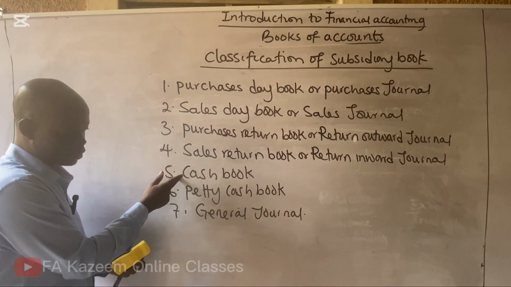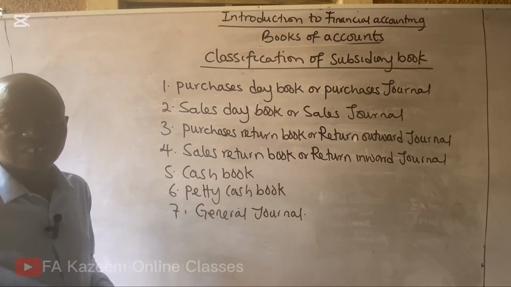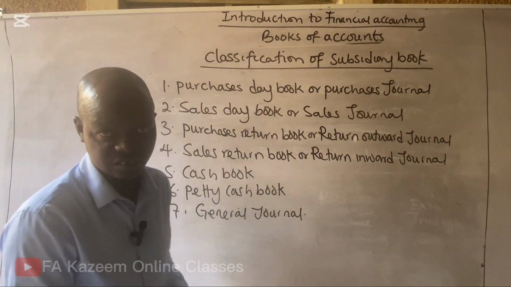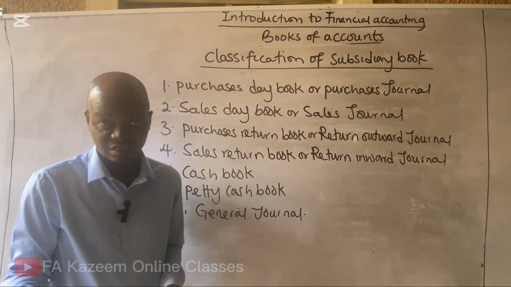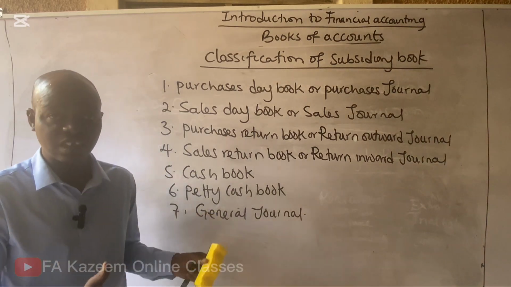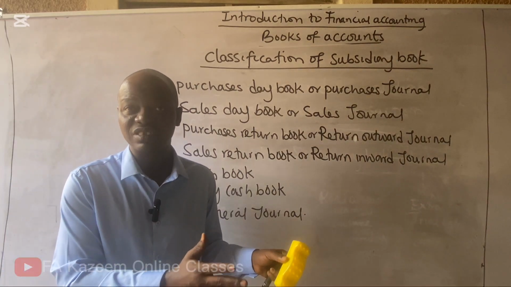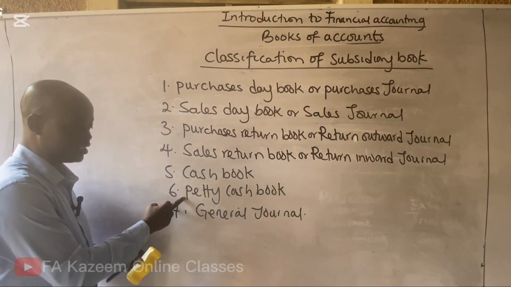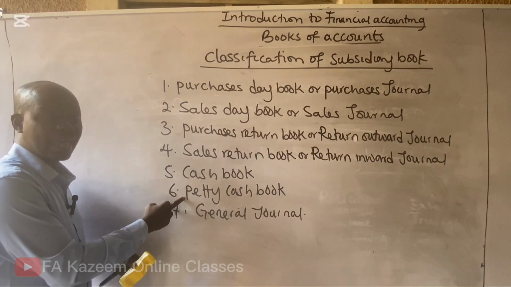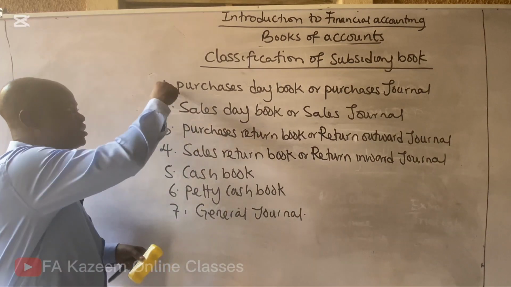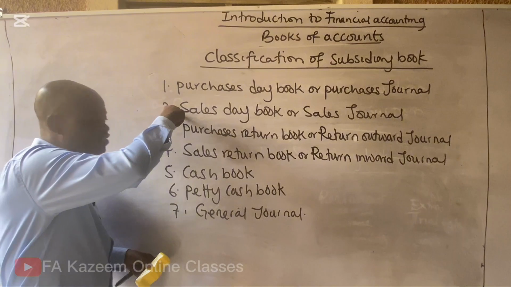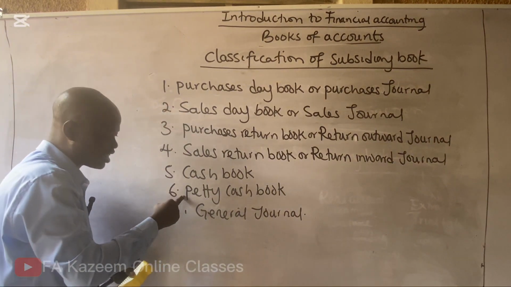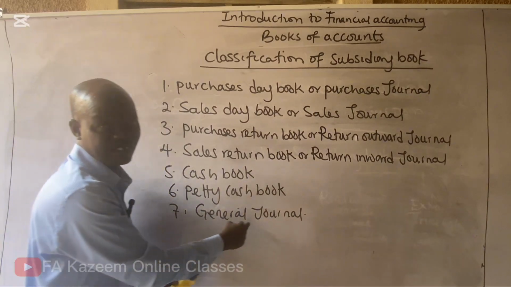Now, petty cash book is a type of cash book that is used to record all minor expenses according to organization policy. It's only the organization that can determine which part of their expenses should be treated as minor expenses. But all minor expenses are treated under the petty cash book. Any transactions that cannot fit into purchases day book, sales day book, purchases return, sales return, cash book, or petty cash book are recorded under the general journal.